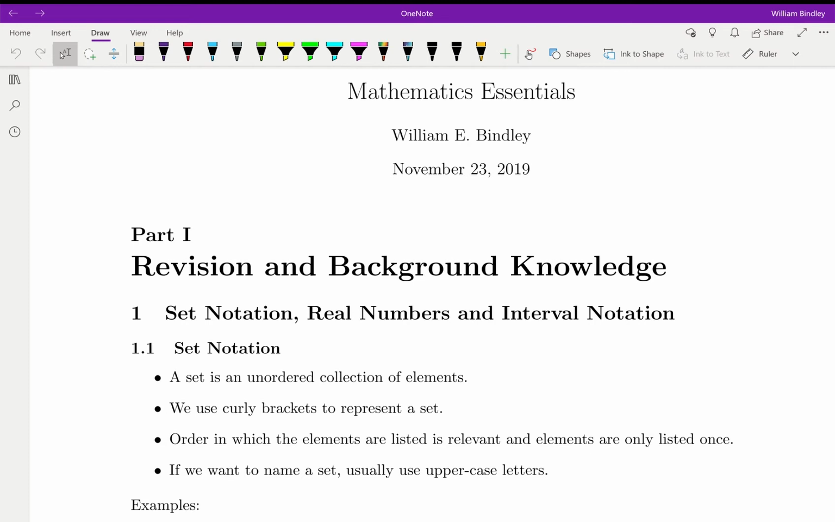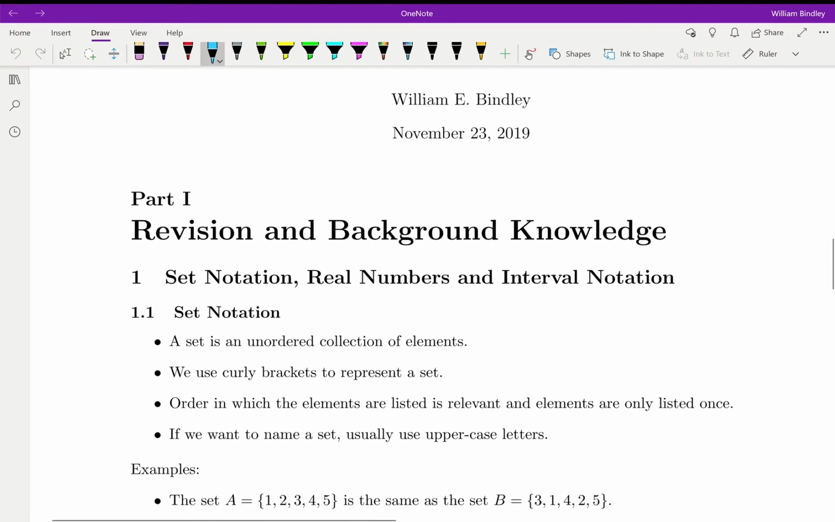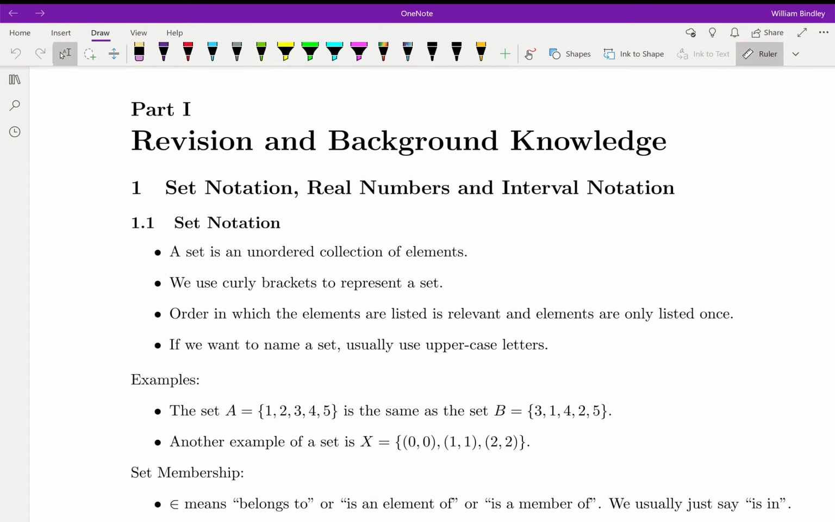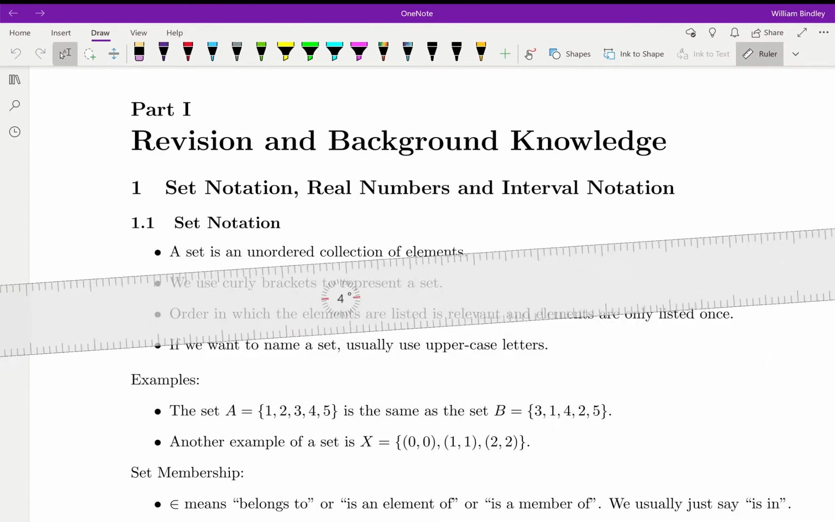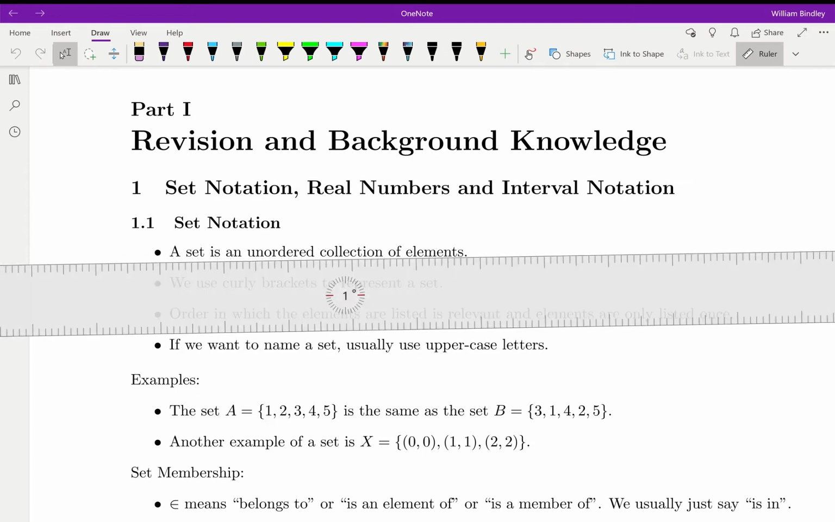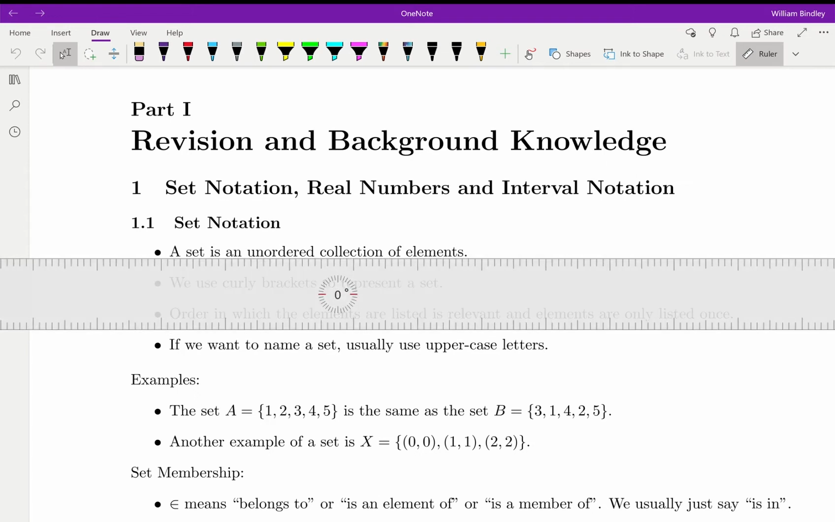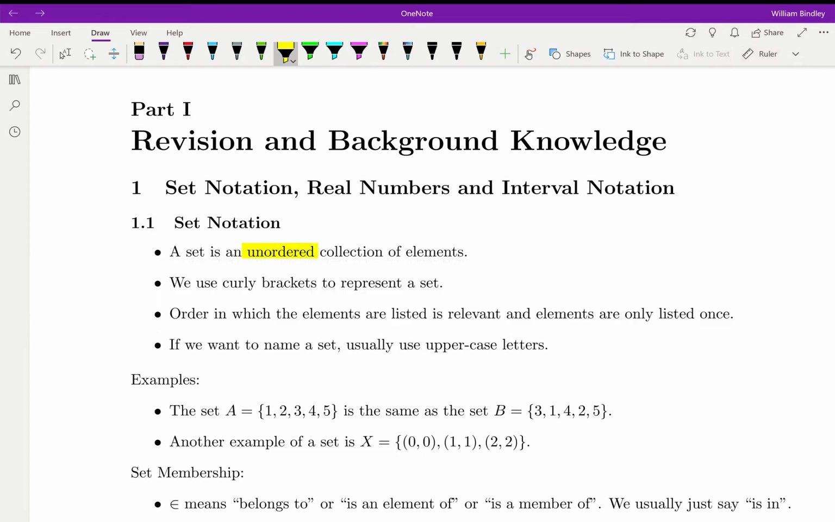In this video I'm going to cover set notation. This is part of a section on revision and background knowledge. A set is an unordered collection of elements, and I just want to emphasize the fact that it's unordered. The order in which the elements appear in a set doesn't matter.